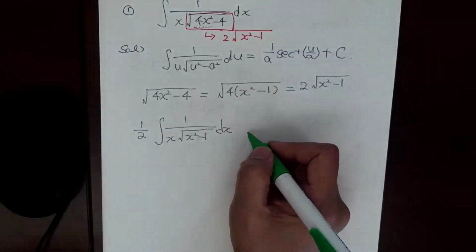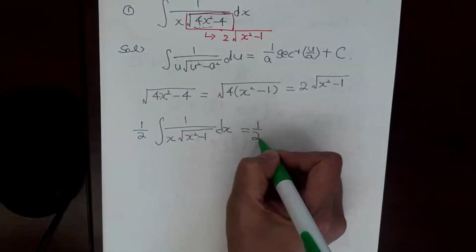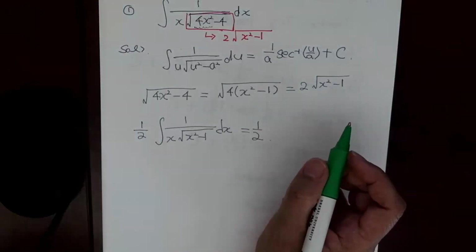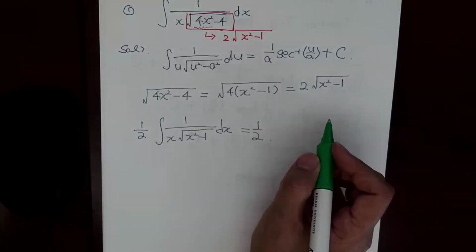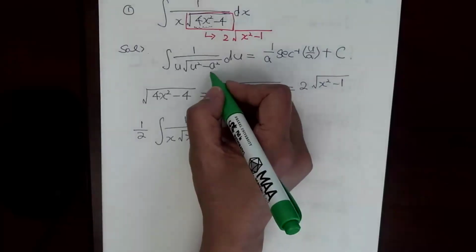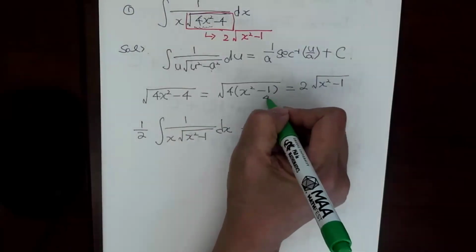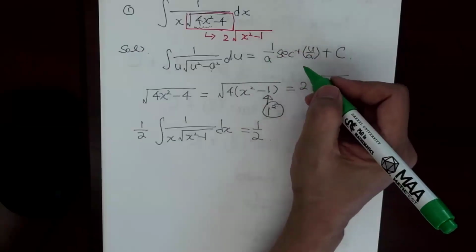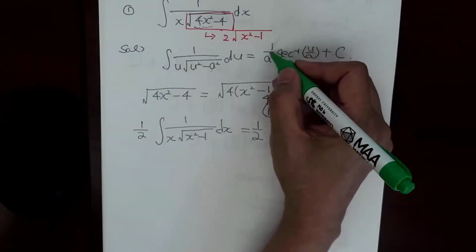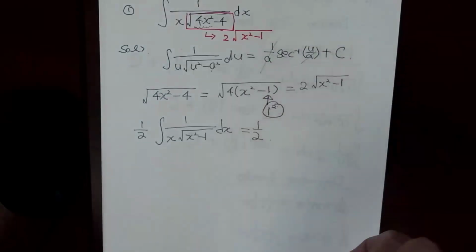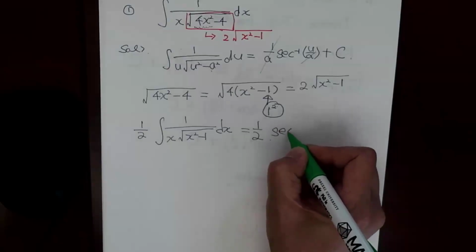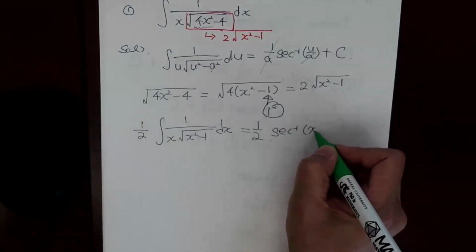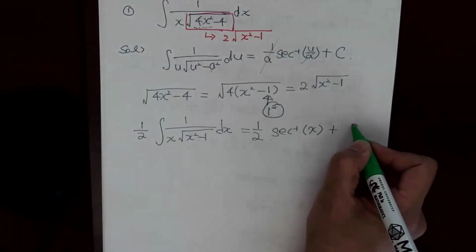So what is that? That is 1 over 2. And then this number 1 is 1 squared. So a is 1. So we can ignore this part and no denominator. So secant inverse of the variable x plus c.